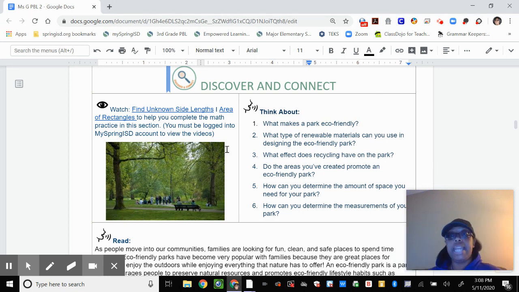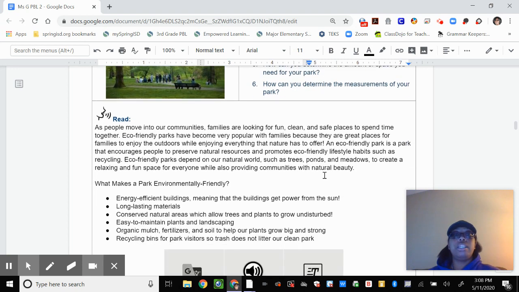In the Discover and Connect page here, there are some questions for you to think about. What makes a park eco-friendly? Because remember, that's our focus. What do we need to put in our park to make it good for the environment? So you're going to read this passage about eco-friendly parks, and it includes a definition right here. An eco-friendly park is a park that encourages people to preserve natural resources and promotes eco-friendly lifestyle habits, such as recycling, okay? And so it preserves the natural world in its beauty.